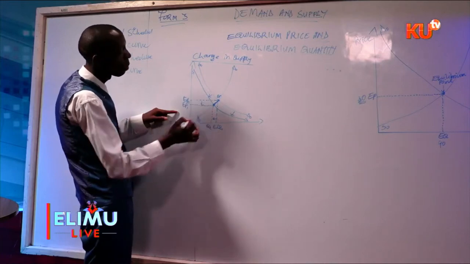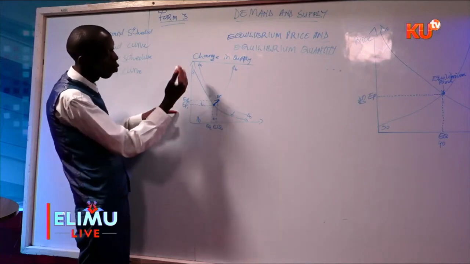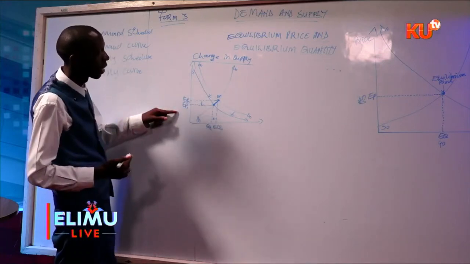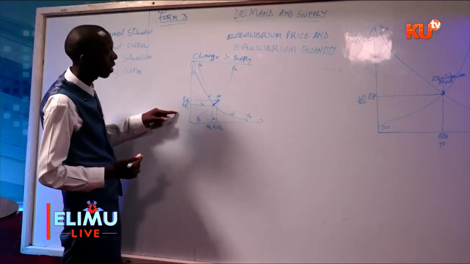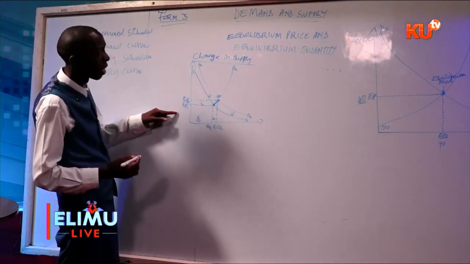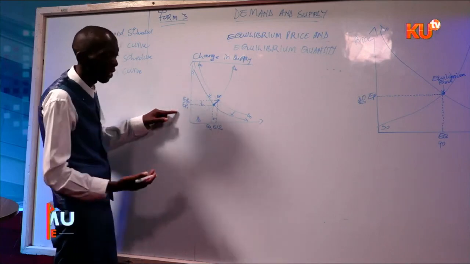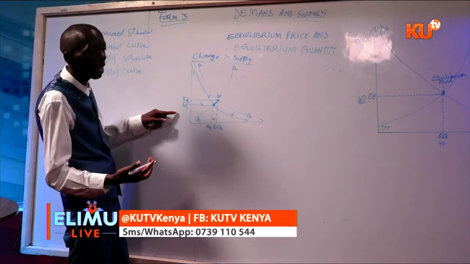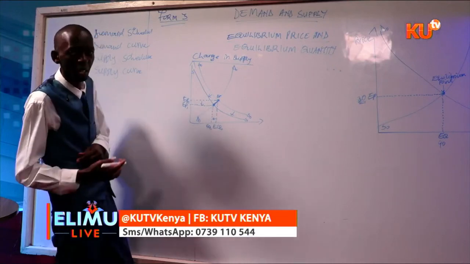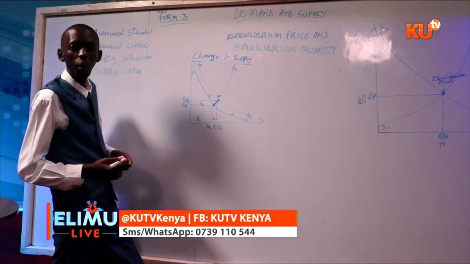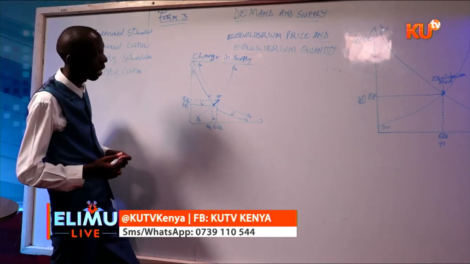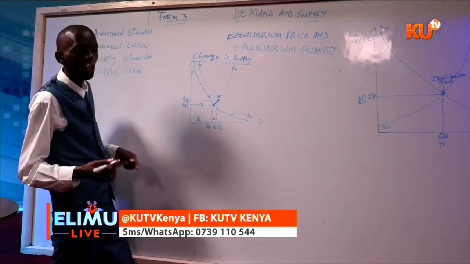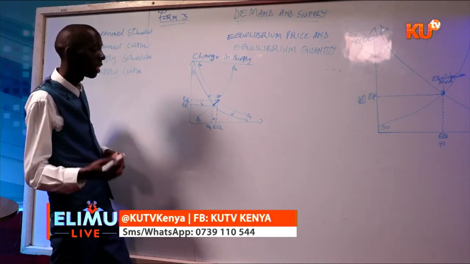What does this mean? If the quantity supplied decreases, then we'll have less supply in the market. And what causes less supply in the market? According to the law of supply, the decrease in price causes a decrease in the supply.